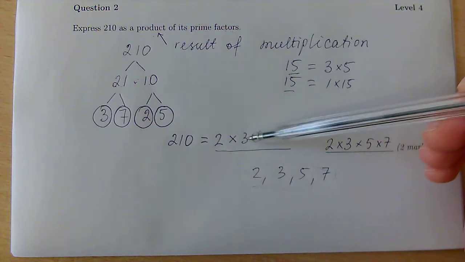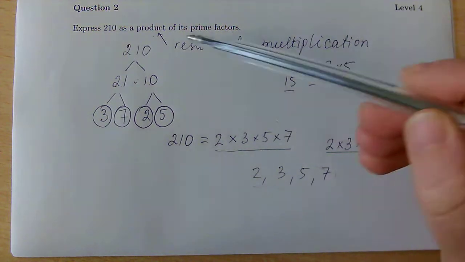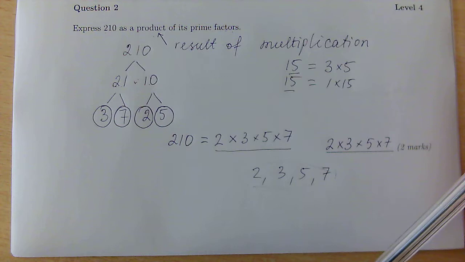Okay, and please double check your answer. 2 times 3 is 6, 6 times 5, 30, 30 times 7 is 210. So we are right and we didn't make a mistake.